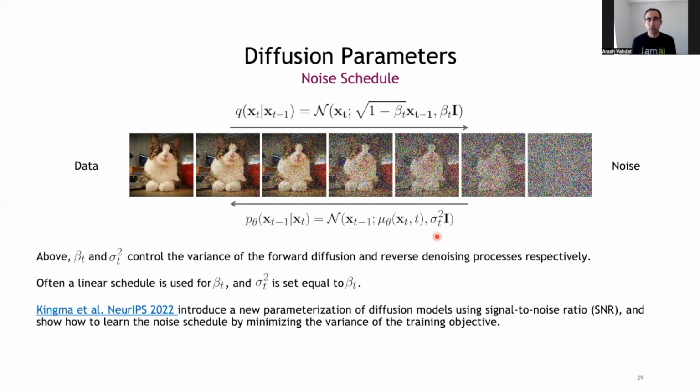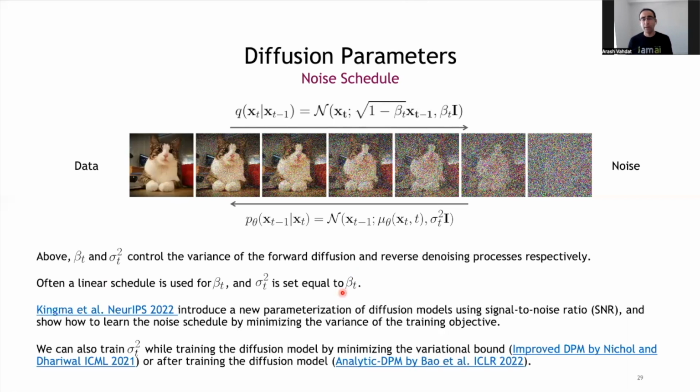At NeurIPS 2022. This paper introduces a new parameterization of diffusion models using a concept called signal-to-noise ratio. They show how you can actually train this noise schedule using some training objective. So they propose a method for training these beta T values.